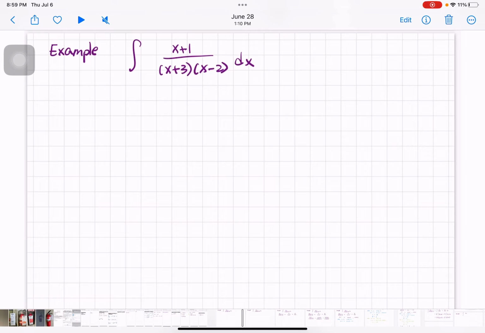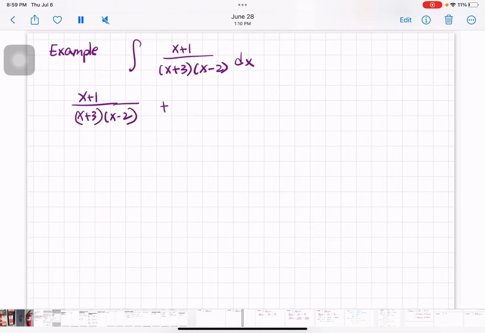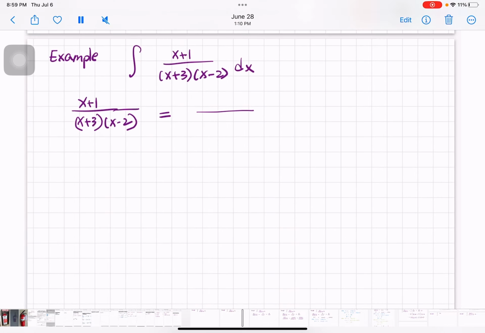This problem is really nice. It's already factored out the denominator into x plus 3 and x minus 2. So we can see that there are no repeating factors. It's just a simple, straightforward denominator. So the idea is this fraction is going to come from two fractions adding together.